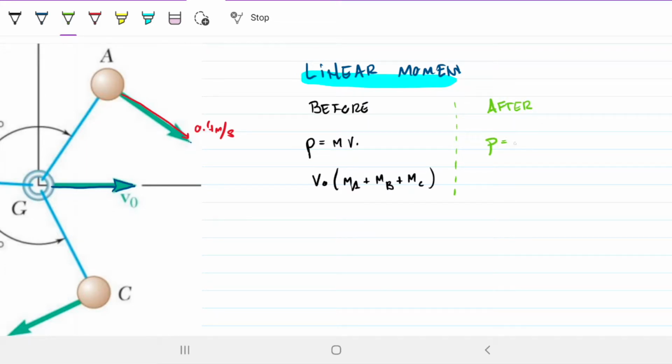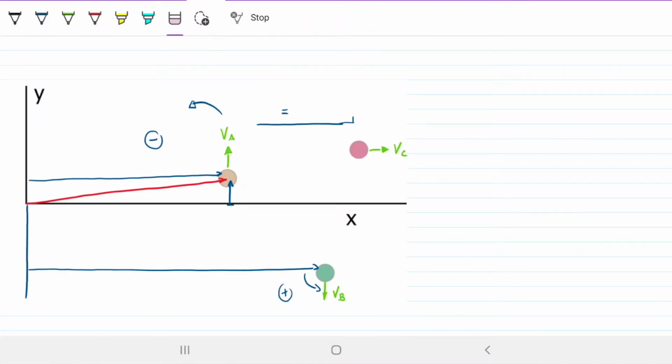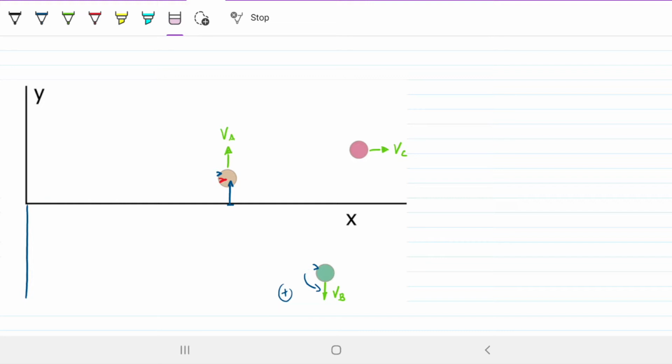Then what is our linear momentum? Our linear momentum is the combination of the individual spheres, right? We don't need these other things for now, this is for the next video. What do we have? Well, we have this situation here. The velocity of A going upwards in the y direction, C going rightwards in the x direction, and B going downwards in the y direction. For the sake of not confusing ourselves, we consider rightward to be positive and upward to be positive as well.